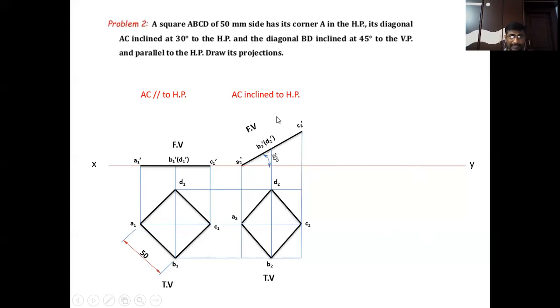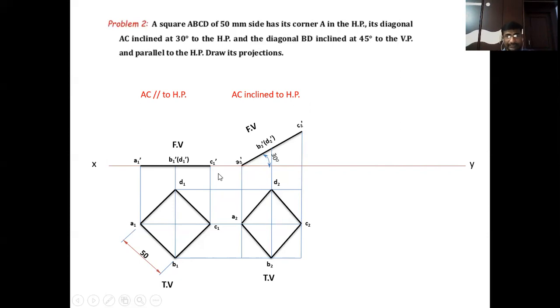We will get this stage when the diagonal AC is inclined to HP. If the diagonal AC is inclined to HP, then we will get this top view and front view. Clear, students? This is the second stage.